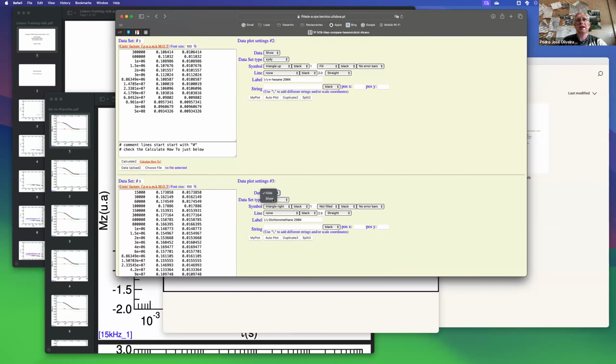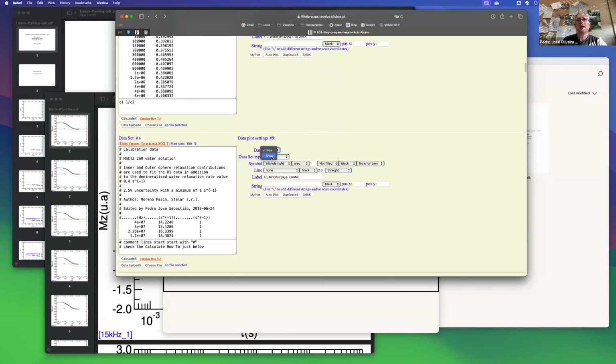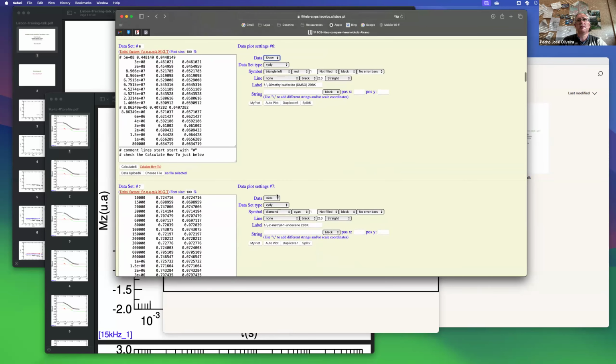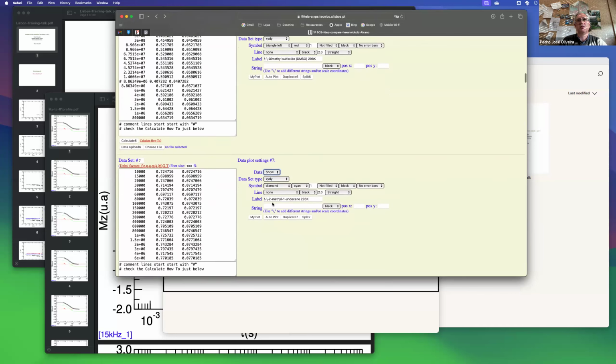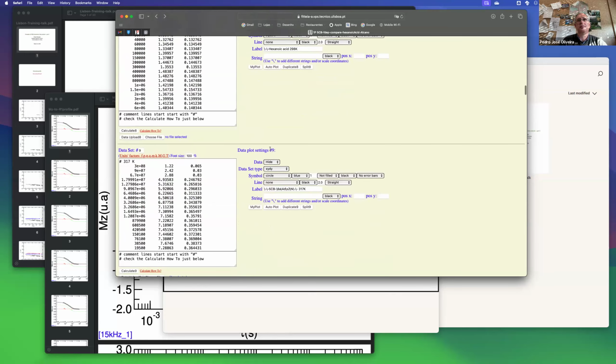I will show you now all the data I collected in the same plot. Just one second.